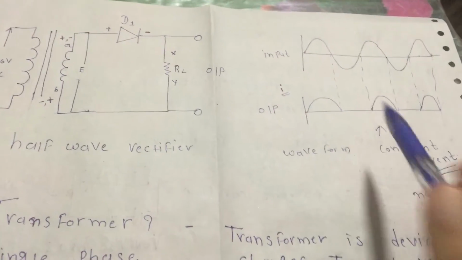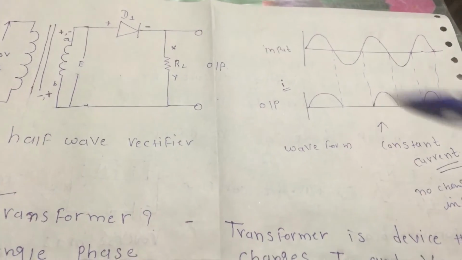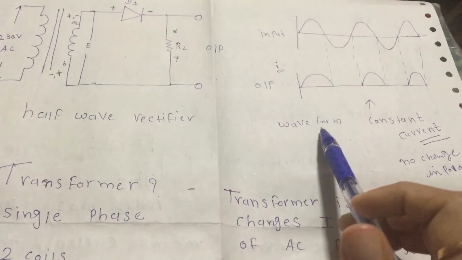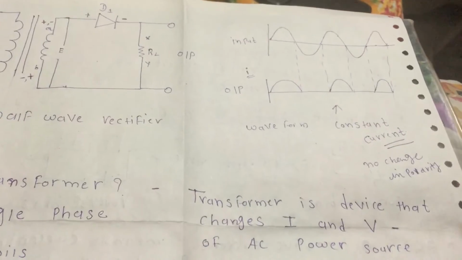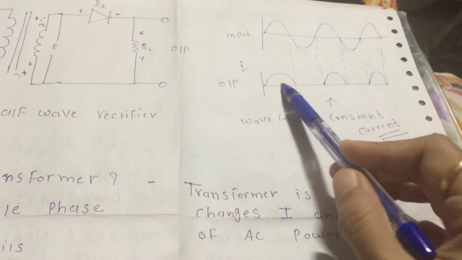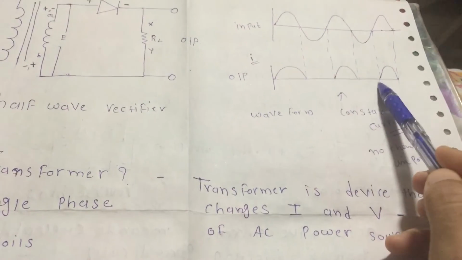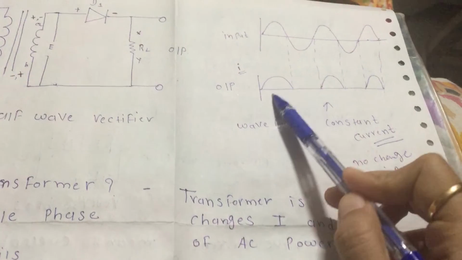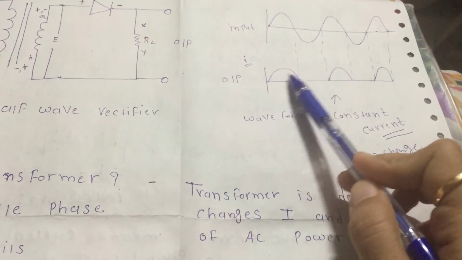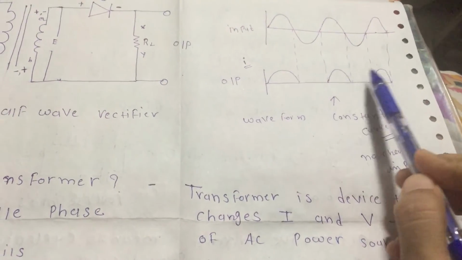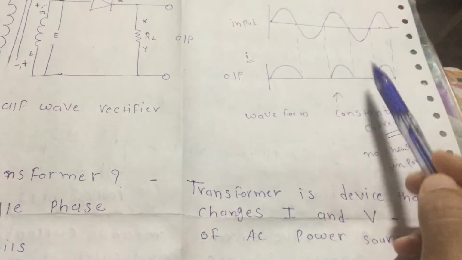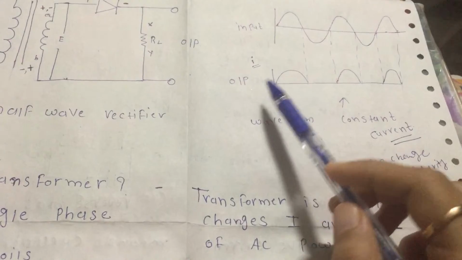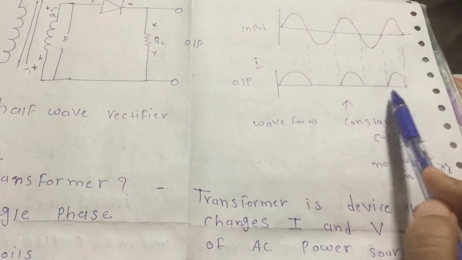We are not getting the negative half cycle from the input. So this is the half wave rectifier. Why is it called DC? Because we constantly get output like this in the waveform. This is constant current. There is no changing polarity. It is only positive, not negative. It is a constant waveform, so it's called DC current.